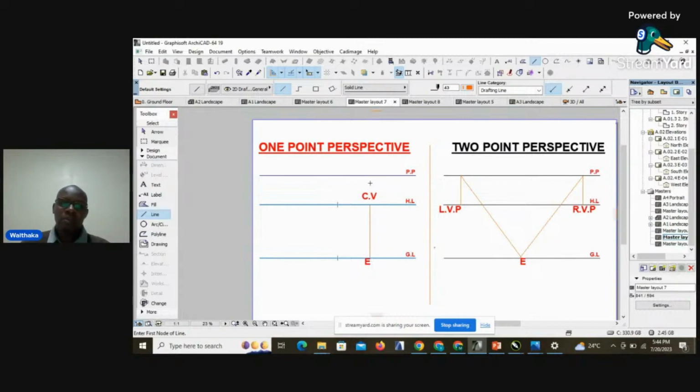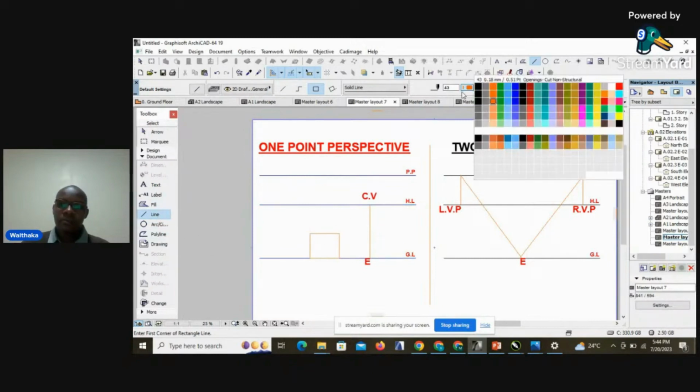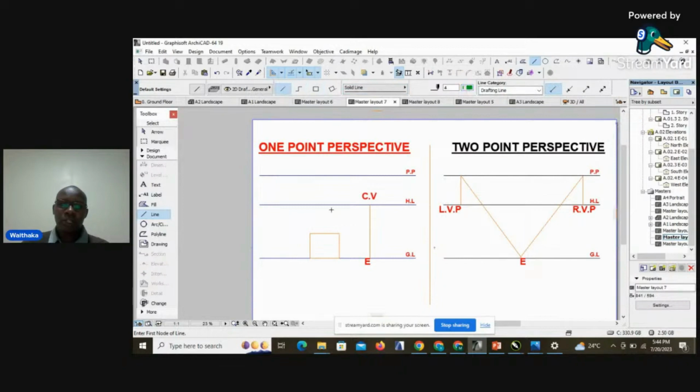So in 1-point perspective, we usually have a center of vision, so that whatever object we are drawing, all the lines will recede towards that 1 point. That is the center of vision. If you were to draw a cube, then all points will recede towards that 1 point, that is the center of vision. So that point will end up there, this point will end up there, this point will end up there, and then we will just complete the cube.